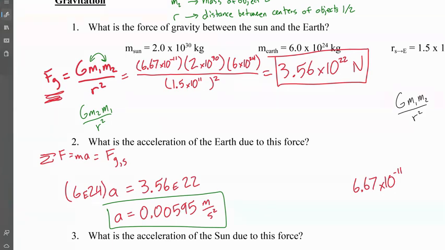That's not very much, right? That's why it takes us 365 days to go around the sun, because this is not a really large acceleration. It doesn't make the Earth go around very quickly.